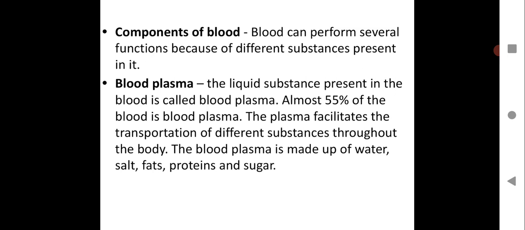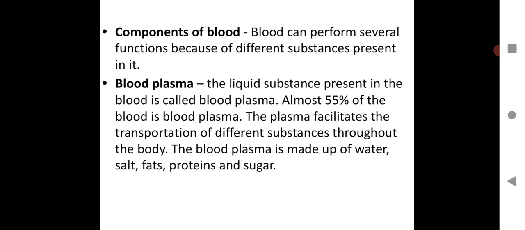Blood can perform several functions because of the different substances present in it. So blood is not a single component. It has many other components like WBC, RBC, blood platelets and blood plasma. So let us see the components of blood.